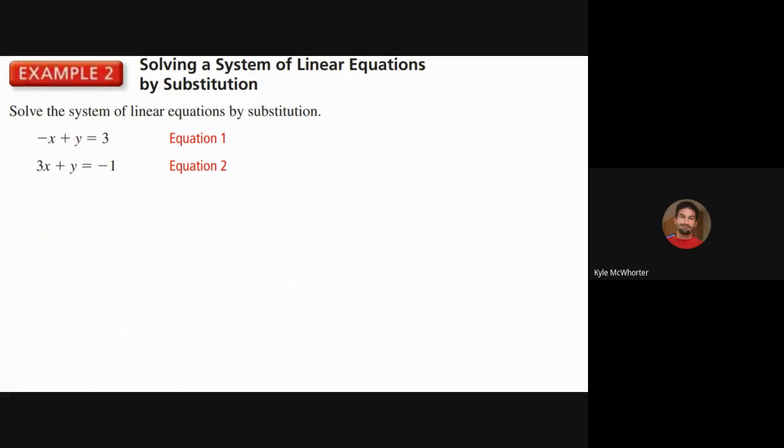So I could really do either one of these, because the first equation and the second equation both have a y that has a coefficient of 1. But I'll take equation 1 and solve for y, because all I have to do is add x to both sides. So I'll start over here, -x plus y equals 3. I'm starting with equation 1, and I'm going to solve for y. So I'm going to add x to both sides.